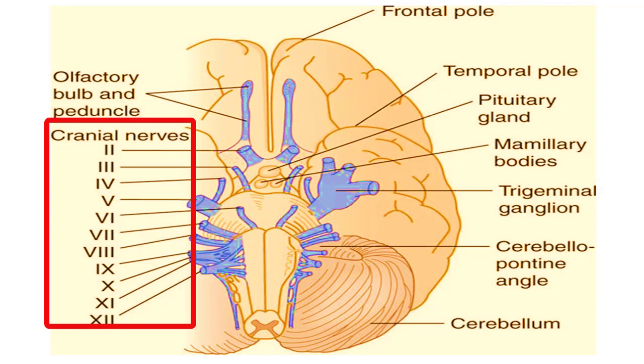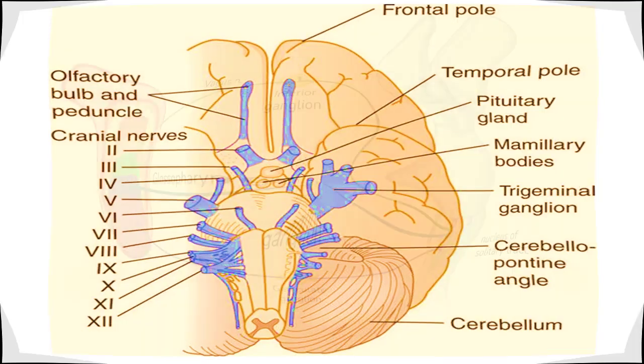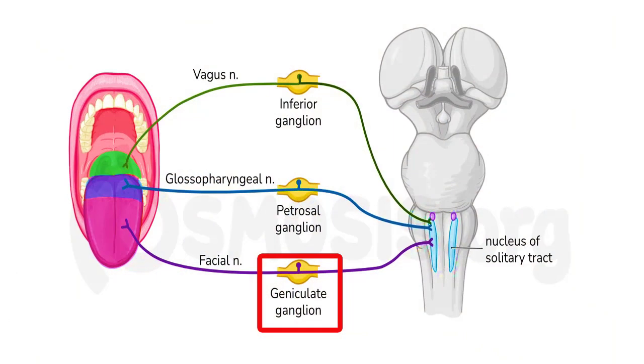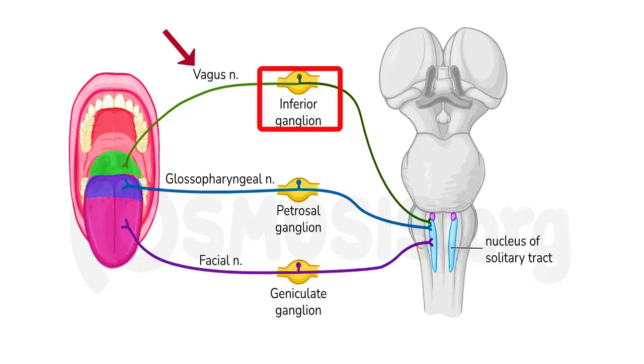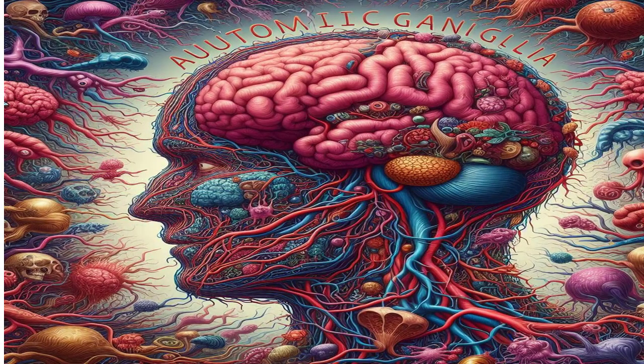cranial nerves which carry a sensory component. I will say the geniculate ganglia, which are associated with the 7th cranial nerve; the vestibular and the spiral ganglion, which are associated with the 8th cranial nerve; the superior and the inferior ganglia of the vagus nerve, which are related to the 10th cranial nerve; and the glossopharyngeal ganglia, which are associated with the 9th cranial nerve. After covering the above two ganglia, I will talk about the last, the autonomic ganglia.